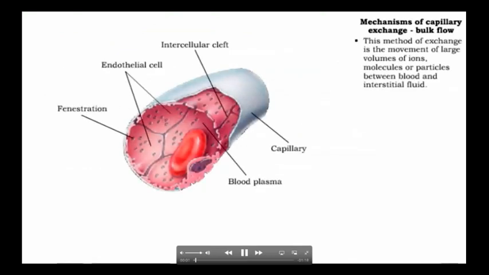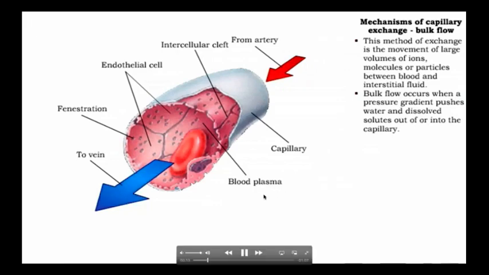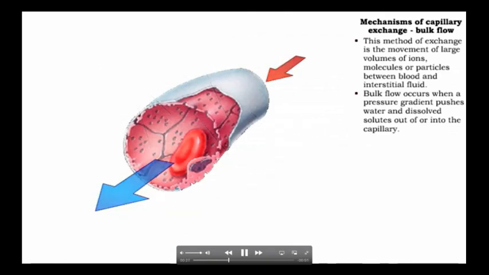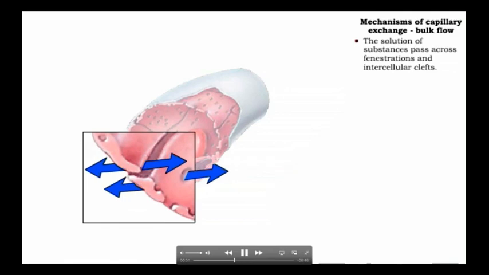Bulk flow is the movement of large volumes of ions, molecules, or particles between blood and interstitial fluid. The movement occurs when a pressure gradient pushes water and dissolved solutes out of or into the capillary. Bulk flow is always from an area of high pressure to an area of lower pressure and continues as long as pressure differences exist. Substances in the flow move in unison across fenestrations and intercellular clefts.